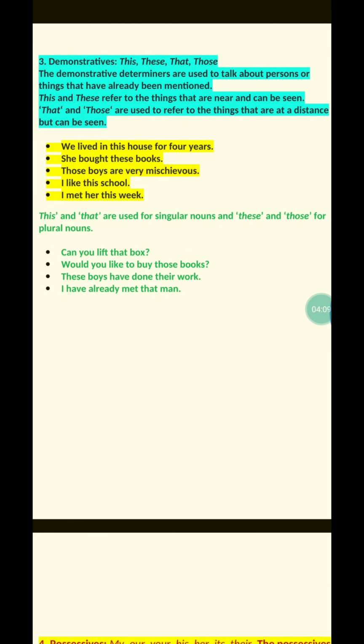Point number three, demonstratives. This, these, that, those. The demonstrative determiners are used to talk about persons or things that have already been mentioned. This and these refer to the things that are near and can be seen. That and those are used to refer to the things that are at a distance. For example, we lived in this house for 4 years. Those boys are very mischievous. Children, the point to be noted here is this and that are used for singular nouns and these and those for plural nouns.